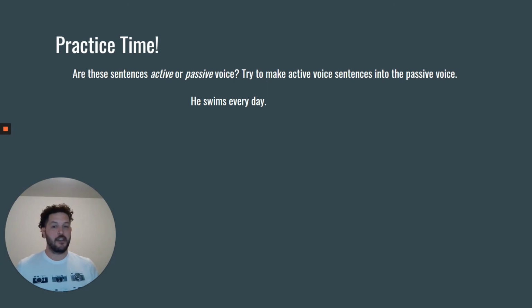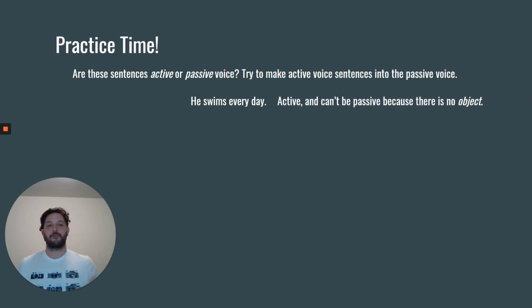So here's what we're going to ask. Is there a subject? He swims every day. Yes, the subject is he. That's good. The verb, swims. Good. We have a verb. Every day is actually not an object. So in this case, we have active voice, but this sentence can't be passive voice. You have to have an object, and we don't have that here. So no passive voice.